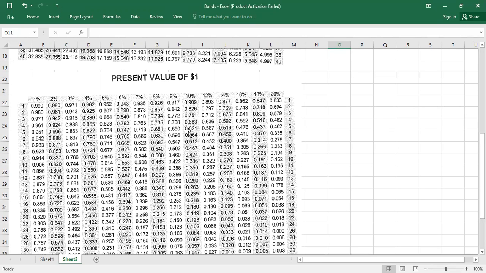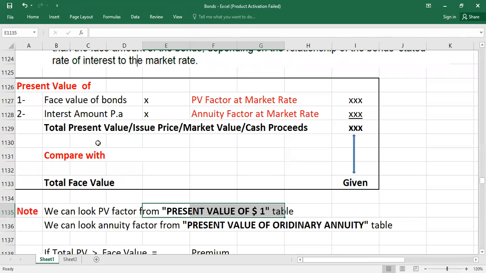This is what is called the present value factor. Now let's discuss other things.